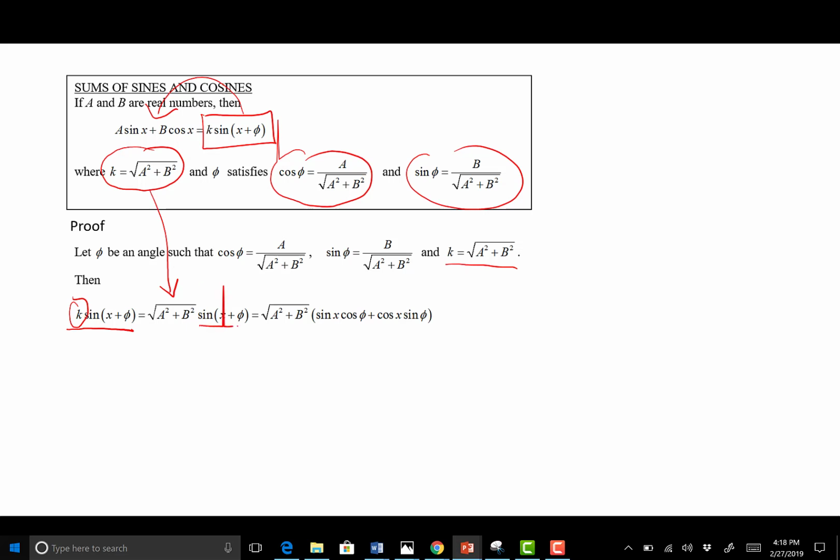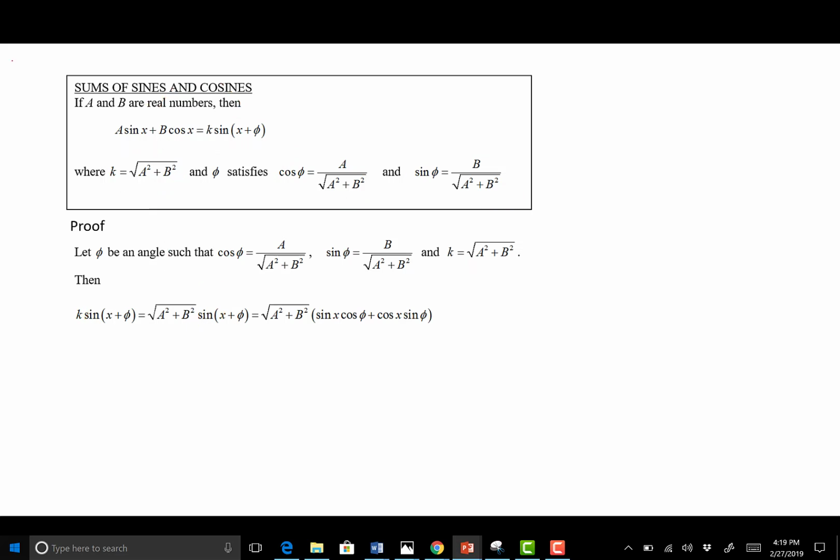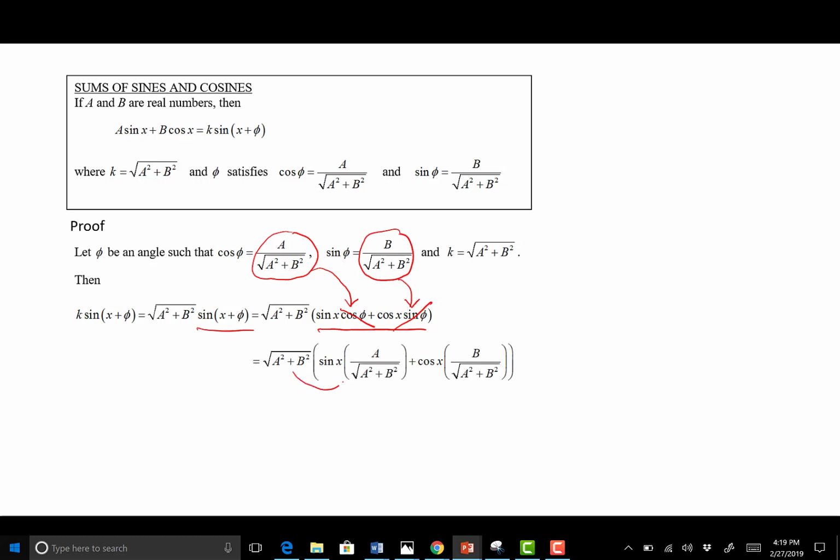And then I'm going to use the addition formula to rewrite the sine x cosine phi plus cosine x sine phi. And of course, I have a definition for cosine of phi, so I'm going to substitute that in, cross the cosine of phi out, same reasoning, cross the sine of phi out, and instead of sine of phi, I'm going to substitute this value in, just part of the definition. And then when I distribute this square root, do you see how the square roots will cancel? And I'll end up just with plain old A sine x plus B cosine x.